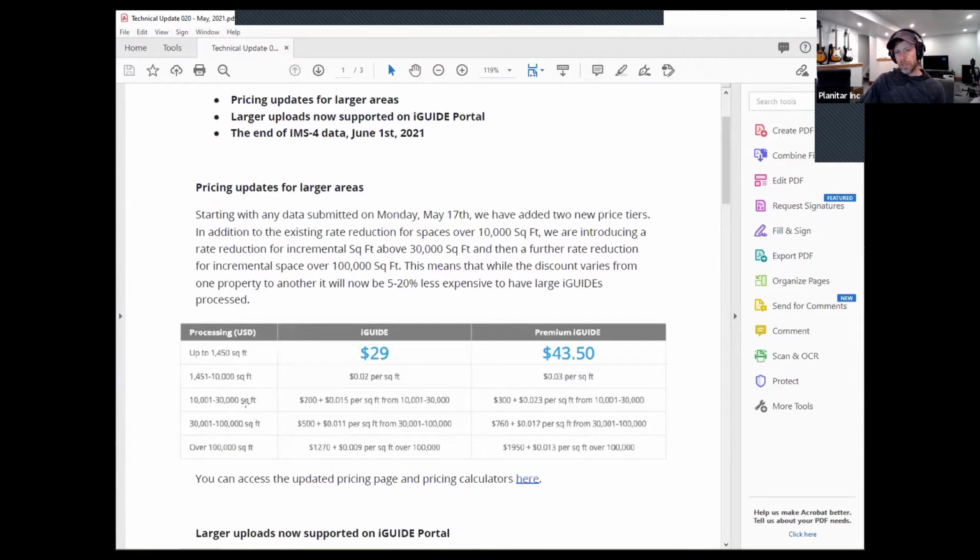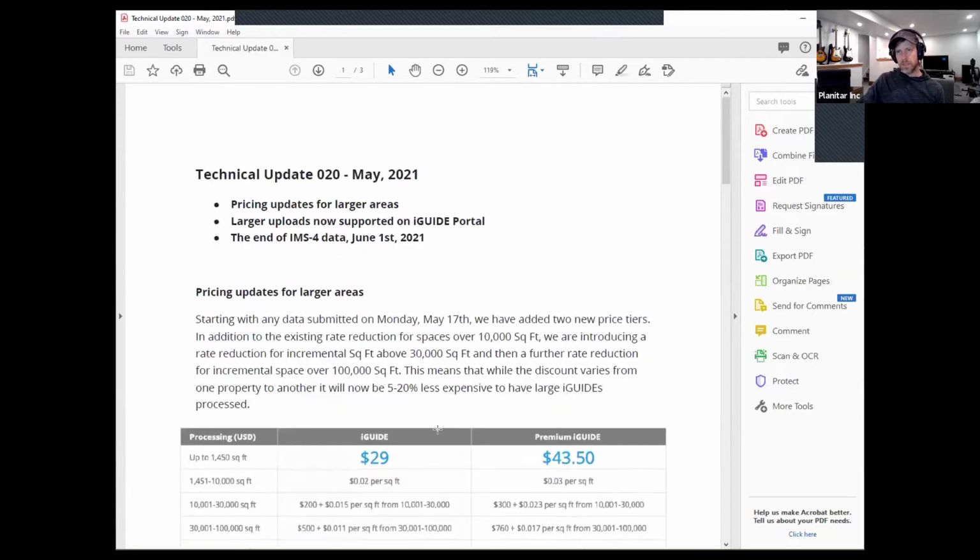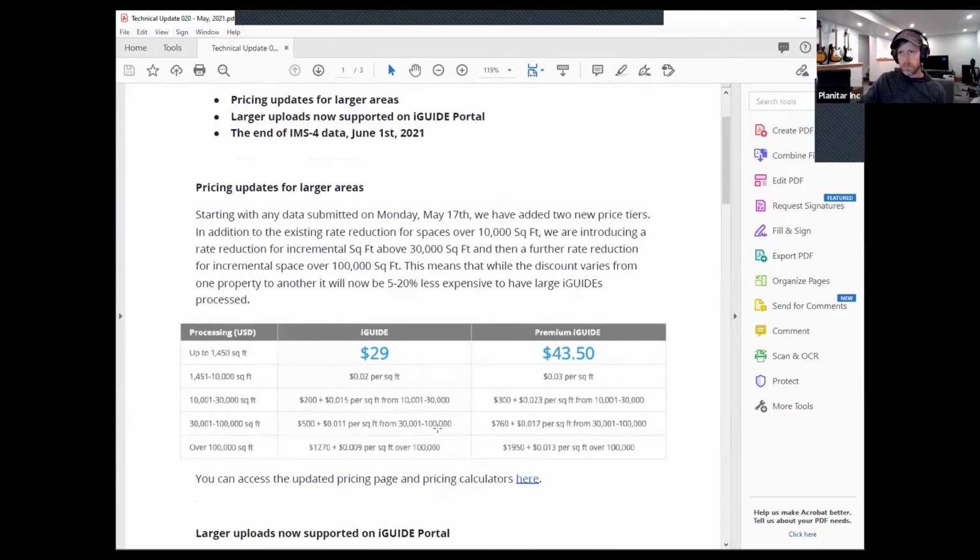If you look down here, I mean, it explains it here, but I'll explain it for you. There has been a price reduction for any property essentially over 10,000 square feet. So, above 30,000 square feet. So at 30,000 square feet, the price drops to 0.011 cents. Is that USD? I don't know.